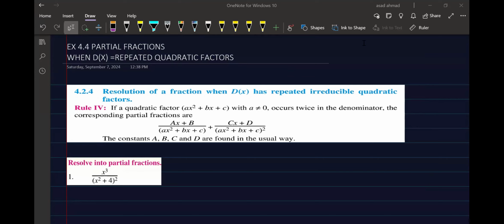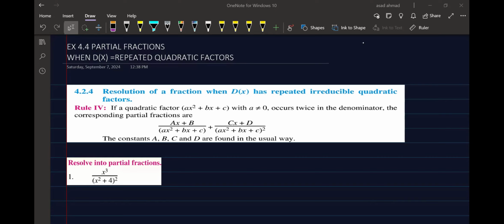Today we are working with partial fractions when the denominator has repeated irreducible quadratic factors. It means that there will be quadratic terms in the denominator and those would not be reduced to linear factors. It would not be possible for such denominators to be converted into linear form. So we will learn how to make the partial fractions for these types of questions.